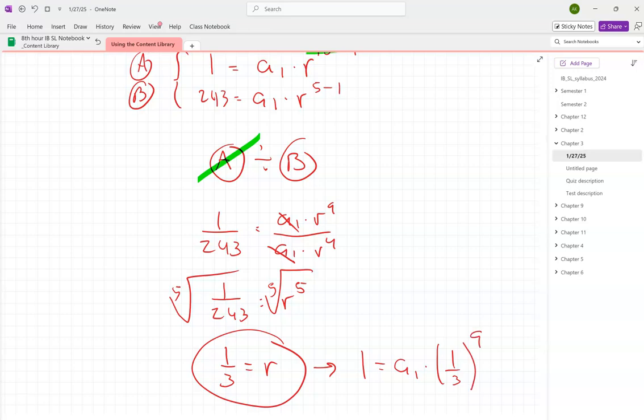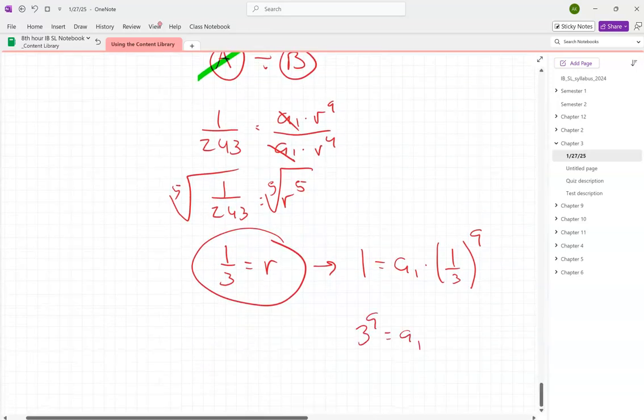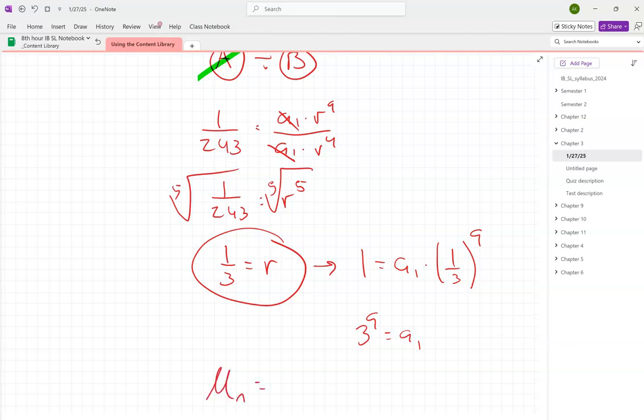So to solve for a1, I'm just going to multiply both sides by 3 to the 9th. And I'm just going to refuse to write that out any further because yuckarooskies, that's a gross looking number. But there's the idea.